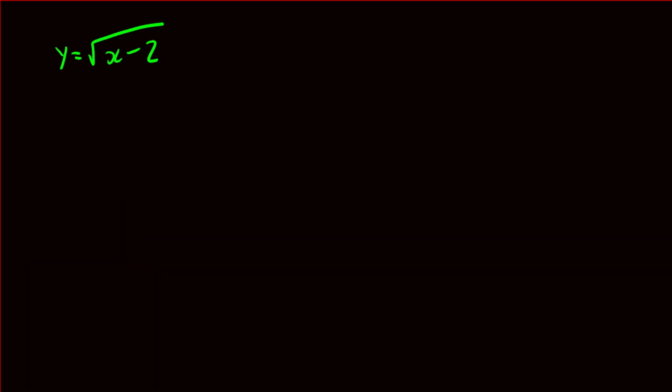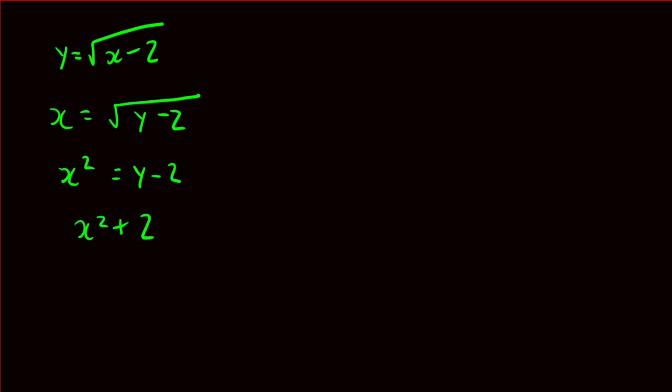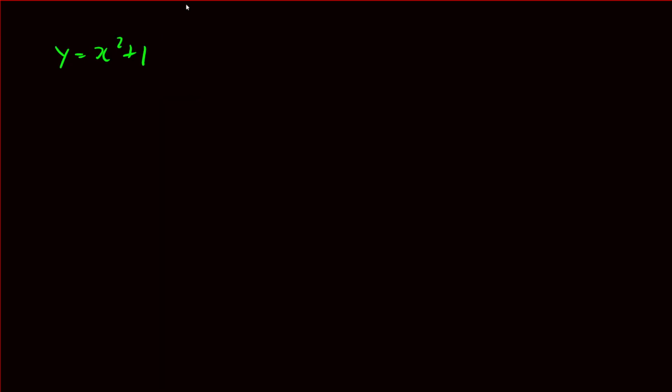Y equals square root of x minus 2, excuse me. So, swap x and y. X equals square root of y minus 2. How do I get rid of a square root? Well, I'm just going to square both sides. I get x squared equals y minus 2. X squared plus 2 equals y. And this is y to the negative 1.